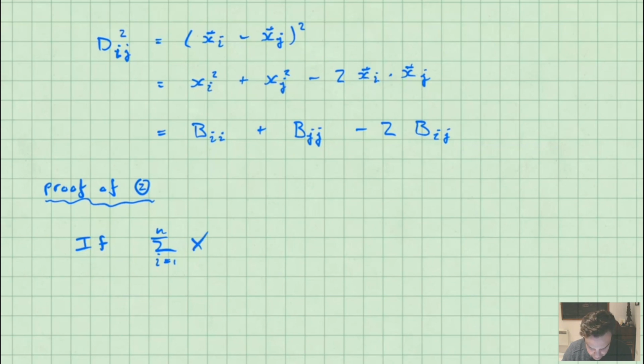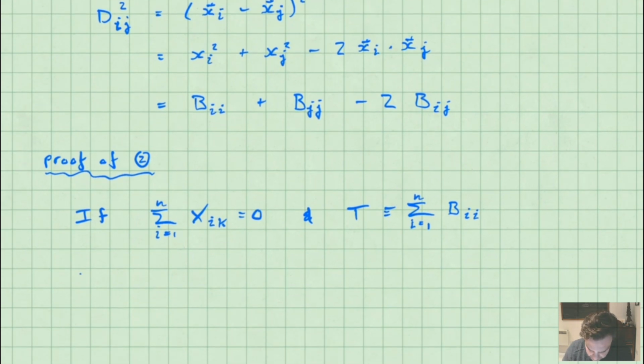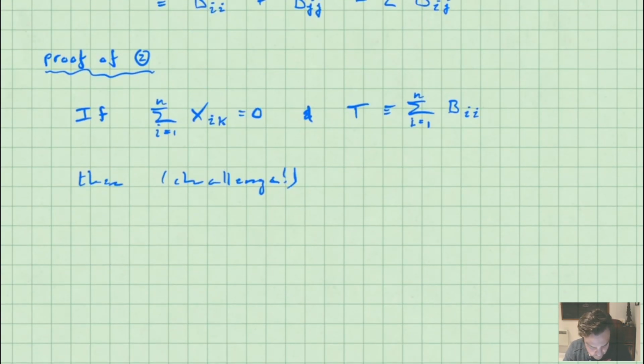If the following constraint holds, which we wanted to, and if you defined the trace of the matrix B to be T, that's just a definition there. So the first thing is if you have that constraint, and the second one is just a definition, then, and this is a challenge to show, first challenge, this one is the more doable, then the following is true.